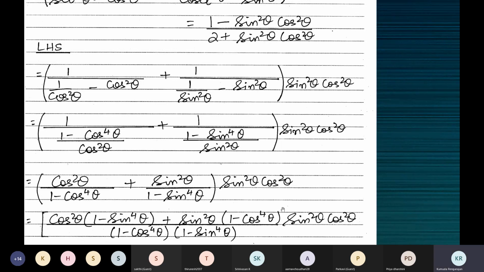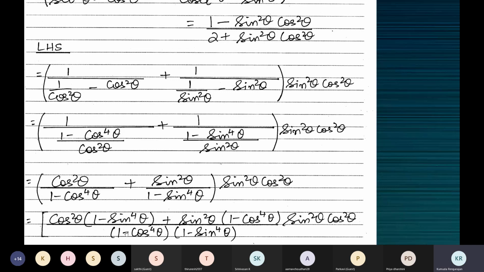Now in the next step, you have to open up the bracket. There's no choice. Cos square theta into 1. Cos square theta into minus sin theta to the power 4. So similarly, this into this into this. You have to open up the bracket. So you will get 4 terms in the numerator. Cos square theta into 1, this into this, then this into this into this. That will be the next step.